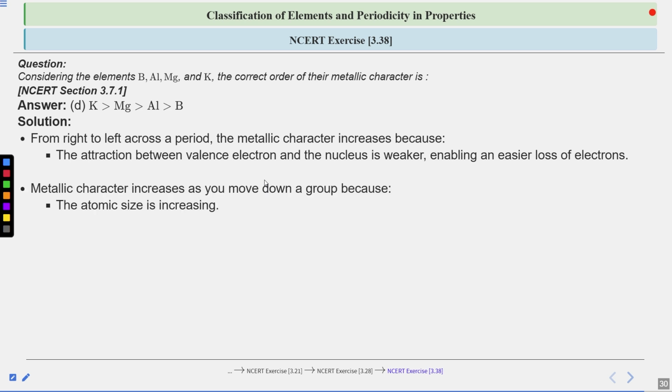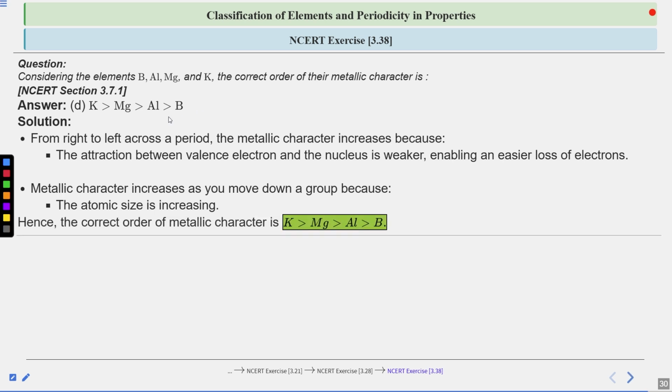What about down the group? Metallic character increases as you move down the group. From left to right, the metallic character decreases, and moving down the group, the metallic character increases. Hence, potassium will be the most metallic one, and boron will be the least metallic one. And this will give you your correct answer. So here you will write metallic character decreases, and down the group you will write increases.